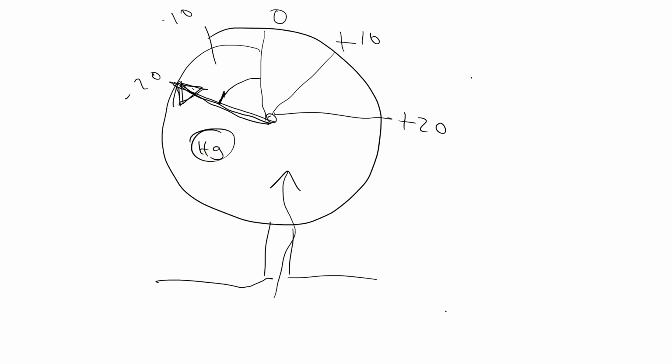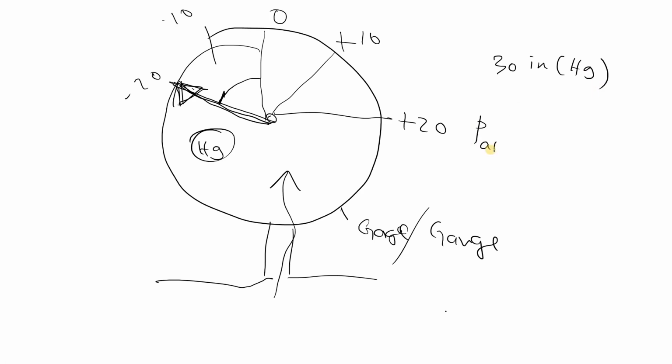So, because this is a gauge or pressure gauge, GAGE or GAUGE, same thing, it is measuring gauge pressure. Now, if you want to find out the absolute pressure from there, the atmospheric pressure is about 30 inches of mercury. So as you know, the absolute pressure is equal to the gauge pressure plus the atmospheric pressure.